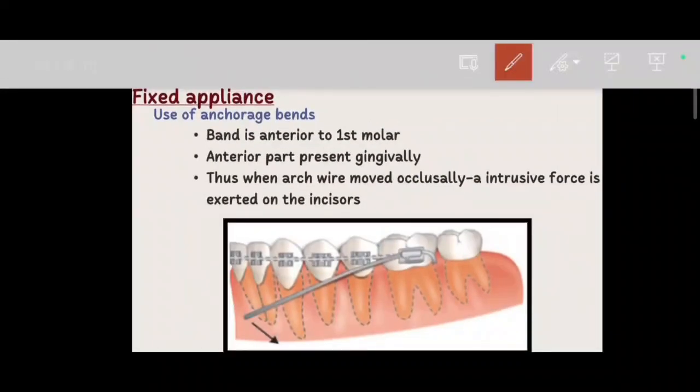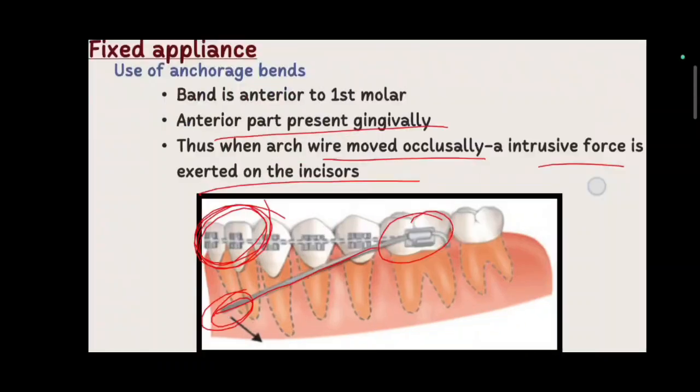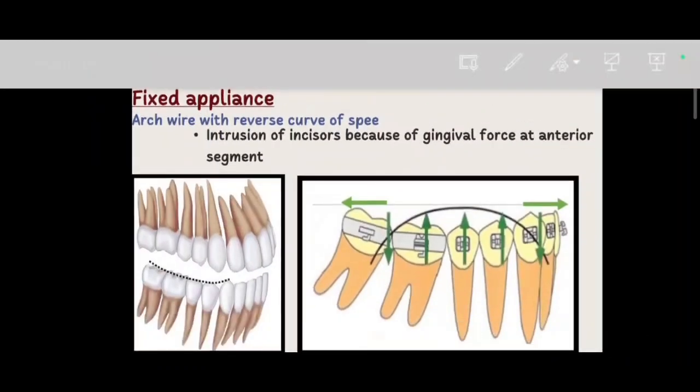Now the second one is the fixed appliance. The first one is anchorage bends. The mechanism is that the band is anterior to the first molar and the anterior part is positioned gingivally. So this is a band which is anterior to the first molar. Thus when the archwire moves occlusally, an intrusion force is exerted on the incisors.